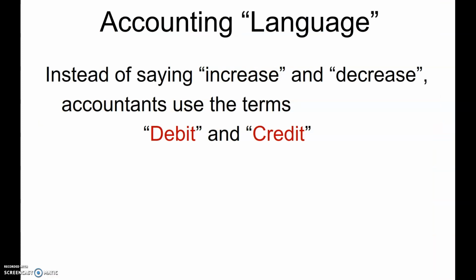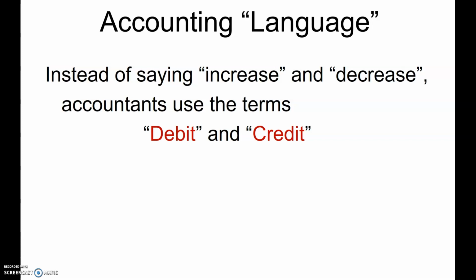What we're going to learn is also different is we were adding and subtracting, plus and minus, to the different columns when we had a business transaction. And instead of saying increase and decrease, accountants will say debit and credit. So that's something that we're going to learn in this chapter: the language of accounting.